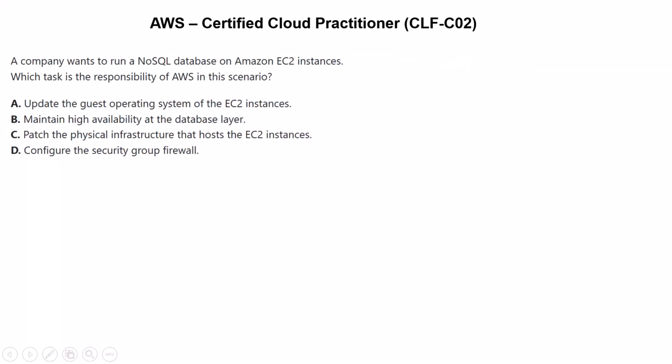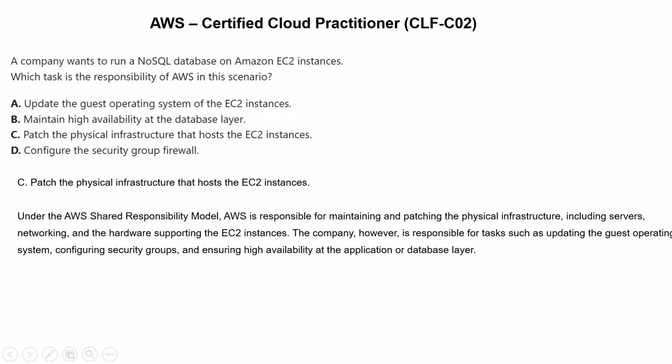Next question. A company wants to run a NoSQL database on Amazon EC2 instances. Which task is the responsibility of AWS in this scenario? Option A, update the guest operating system of the EC2 instances. Option B, maintain high availability at the database layer. Option C, patch the physical infrastructure that hosts the EC2 instances. Option D, configure the security group firewall. The right answer for this question is option C, patch the physical infrastructure that hosts the EC2 instances.